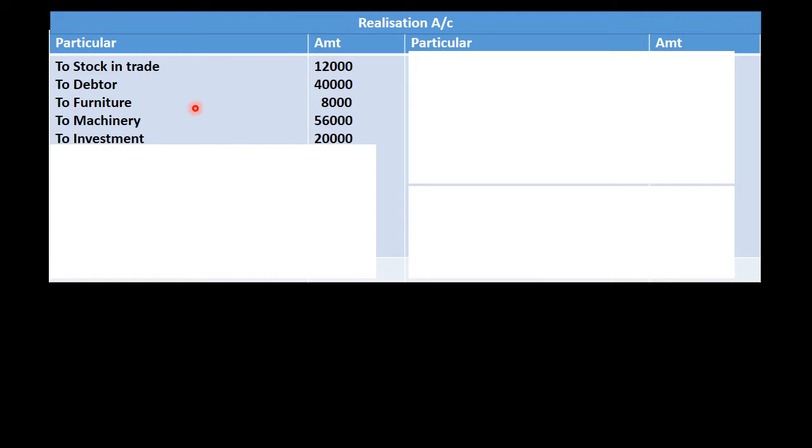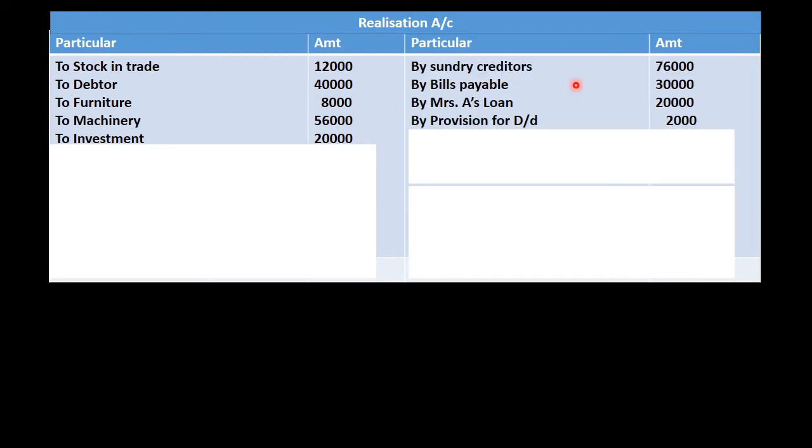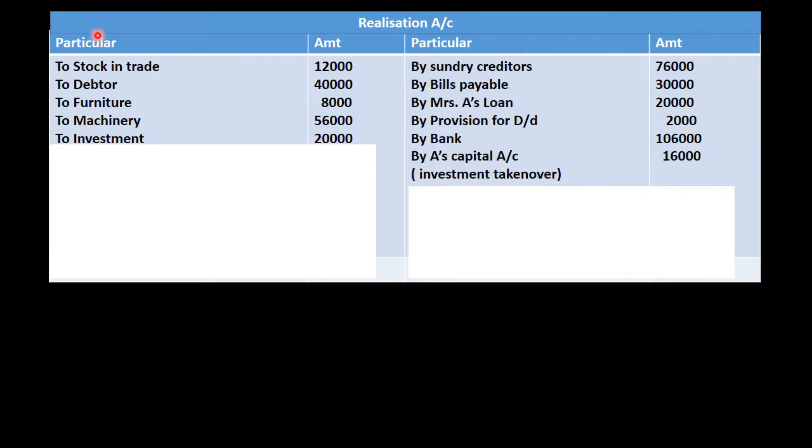Now after posting all assets at their book value, except profit and loss balance or any fictitious asset or bank balance, we will transfer all liabilities, and those liabilities always include external liabilities like here sundry creditors, bills payable, Mrs. A's loan and provision for doubtful debt. After transferring assets and liabilities, our next step is realization of assets. We will sell the assets, or we can give those assets to any partner or creditor. In the given situation, assets sold are worth rupees 1,06,000 and the asset given to A is of rupees 16,000.